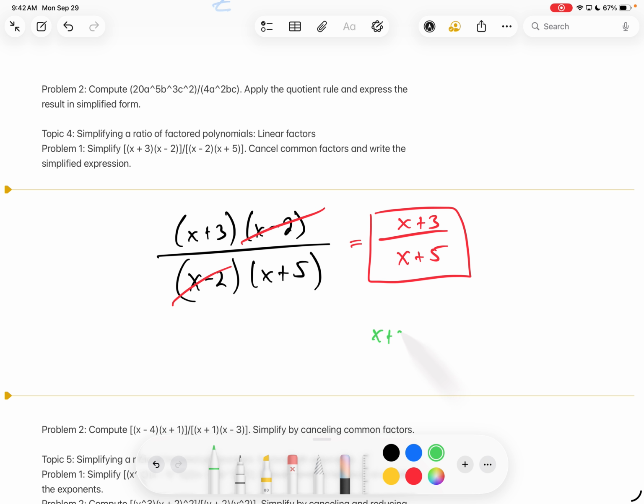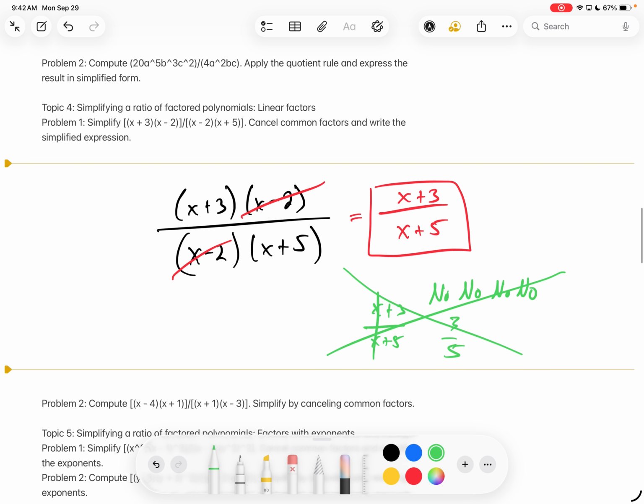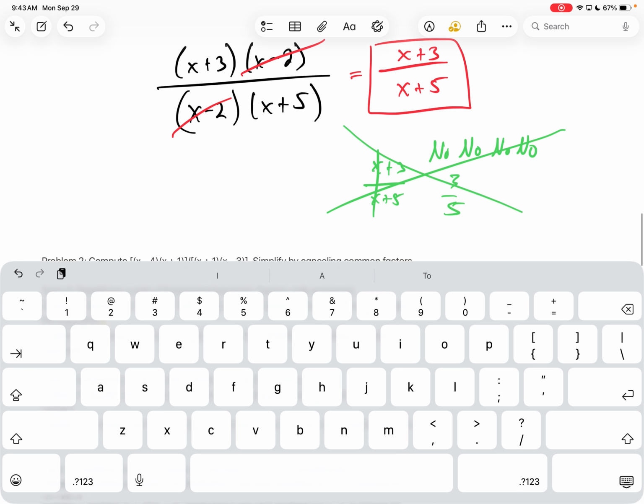So I'm going to write this. I shouldn't even write this, but no, do not do that, okay? No, do not cross out the x's like that. There's 4 terms there, and they all have to have an x. So we will do a ton of that.